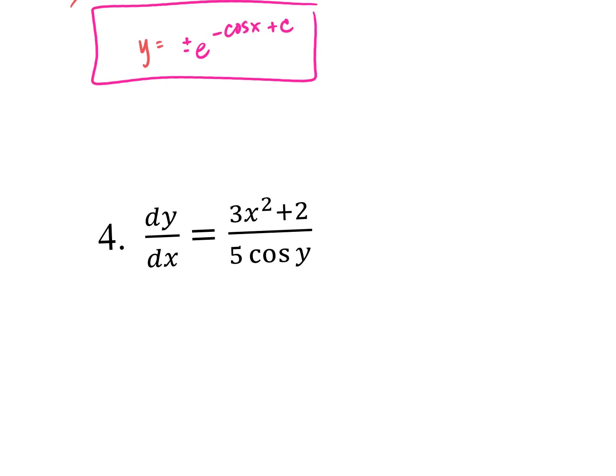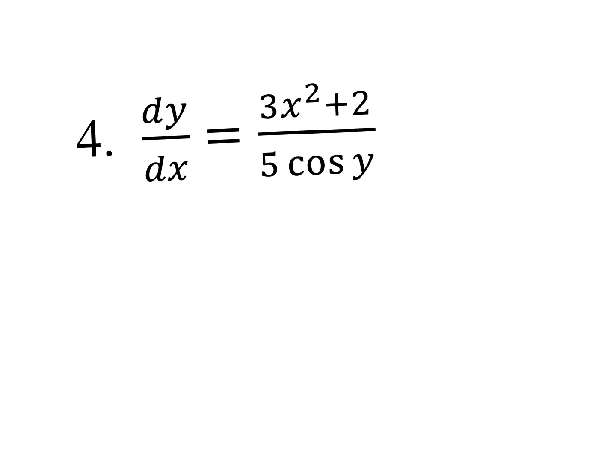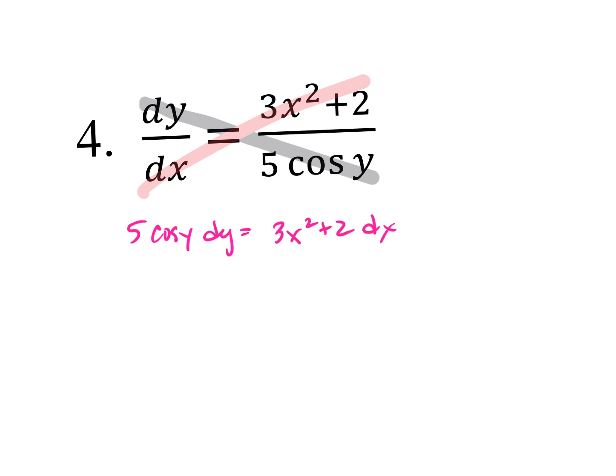Whoa there. Whoa. How are we going to get all my y's on one side and my x's on another? Yeah, couldn't we cross multiply that sucker? Oh, could we say 5 cosine of y dy is 3x squared plus 2 dx?